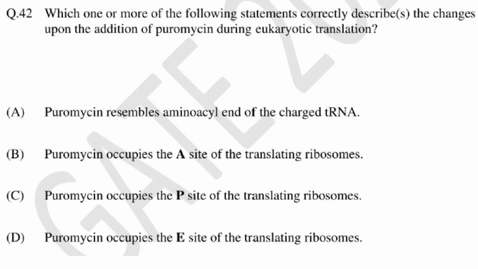Then next one. Which one or more of the following statements correctly describe the changes upon addition of puromycin during eukaryotic translation? Puromycin is an antibiotic and it resembles the aminoacyl end of a charged tRNA molecule and it binds to the A site and thereby causes premature chain termination. Now read the statements. Puromycin resembles aminoacyl end of a charged tRNA. That's correct. Puromycin occupies the A site of the translating ribosome. That's also correct. The other statements like it occupies P site, E site, that's not correct. It occupies the A site.